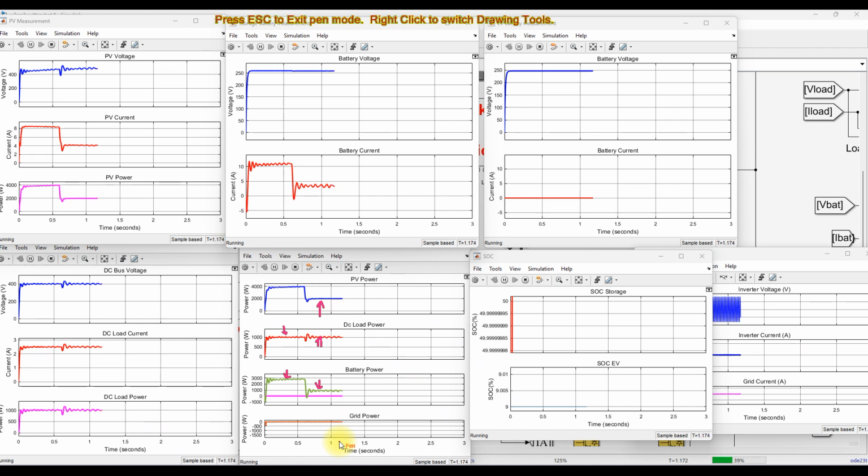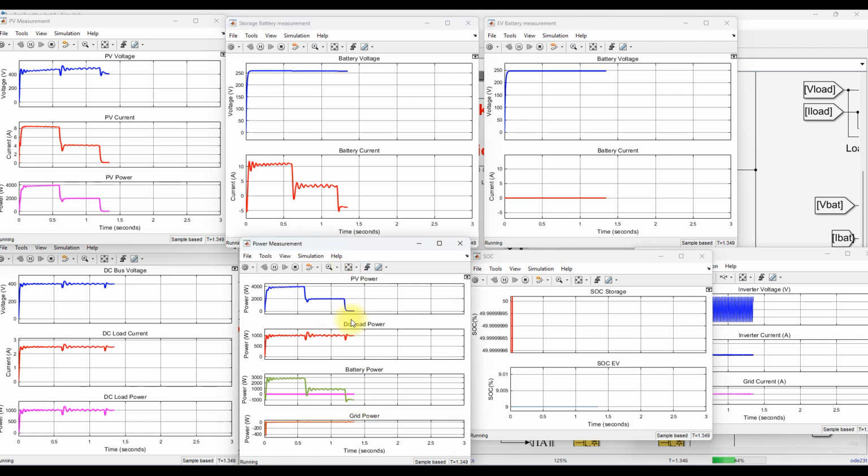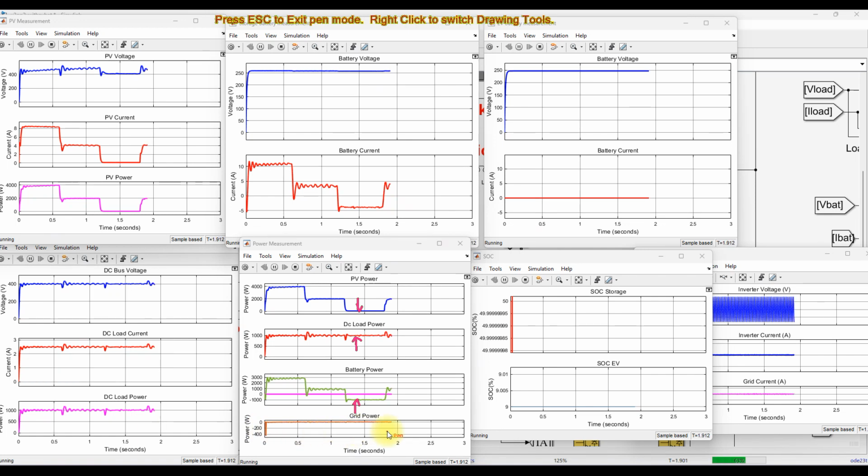We will check the result when PV goes to 0. Now PV goes to 0, so what will happen? The storage battery will supply power to the DC load. It is going negative, and negative in the sense that the battery now supplies the power to the DC load. The grid remains 0, because when the storage battery is connected to the system, it is only used for supplying the local load.